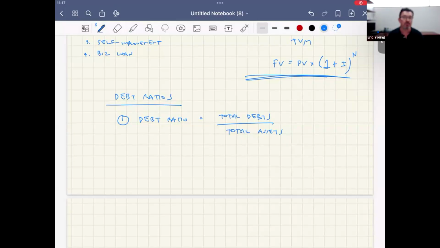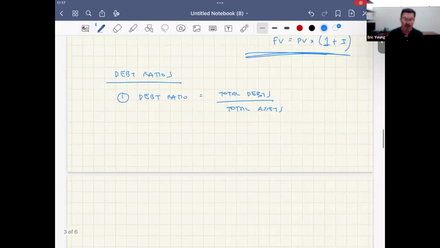Lower is always better for that number. Zero would imply you have no debt, which is beautiful. If that number is greater than one, you've got a big problem, because a debt ratio greater than one means you owe more money out than you even have. You have a higher liability base than an asset base, and that puts you in a real scary situation.